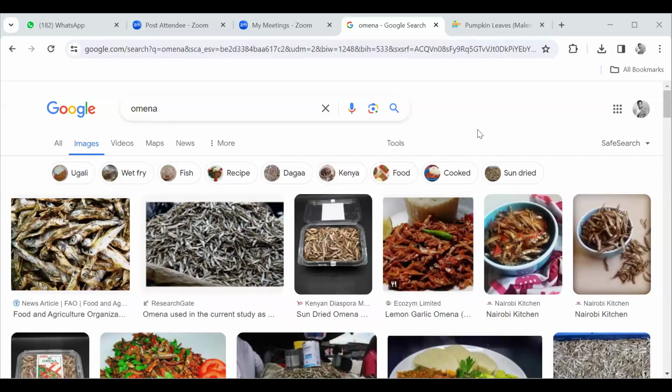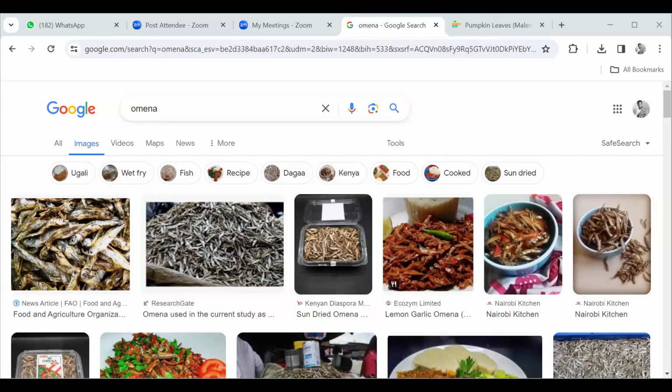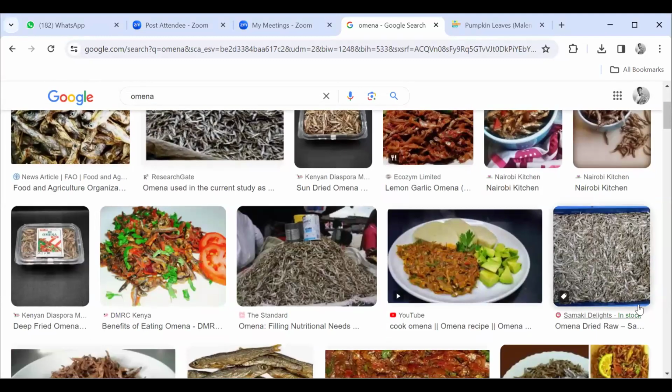Is it the small ones? Yeah, the small ones. It's either anchovies, that one is anchovies. The first one is probably sprats, the bigger version of anchovies. The anchovies, they feed them to the chickens and to some of the... you can put them in fish, in peppers and things. All this is omena. Anchovy.